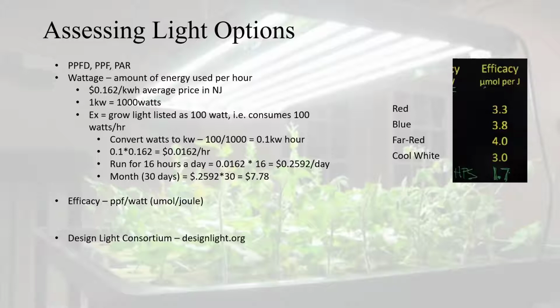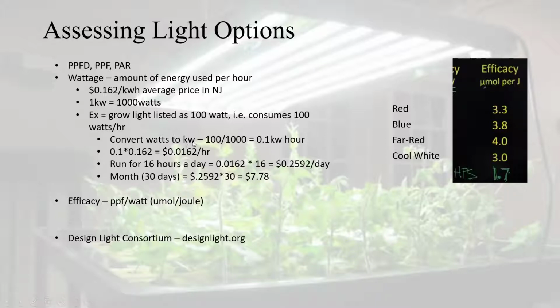But say, again, you're running this light for 16 hours a day, so you multiply by 16, and then it's about a quarter a day you're spending to run that light. And it can build up over time, right? A quarter a day, well, over a month, what is that going to be? That's going to be times 30 days on average, about $7, almost $8 that you're going to spend a month with this light. So not a huge cost, but again, if you're buying multiple lights, that can add up. So something to be aware of.